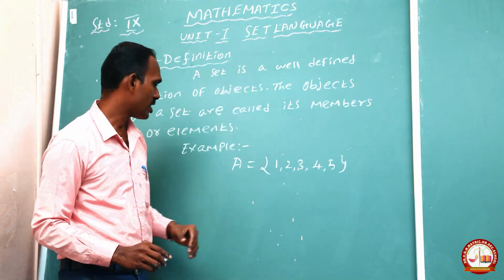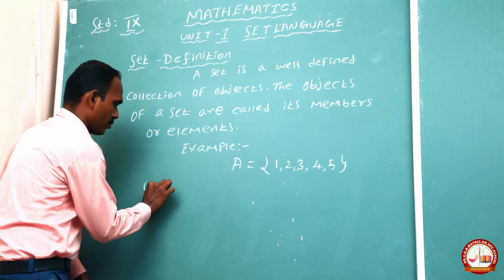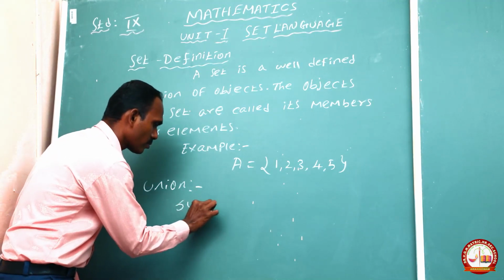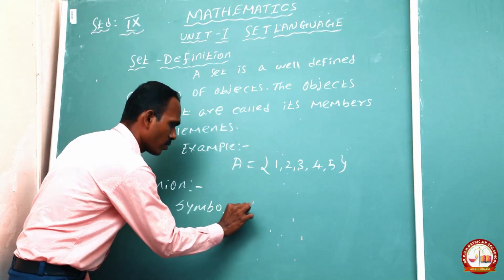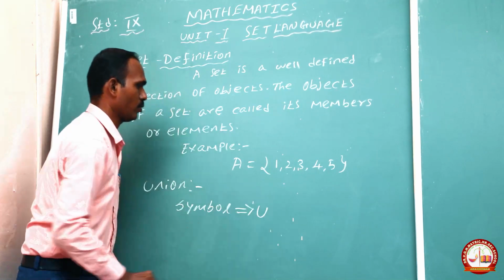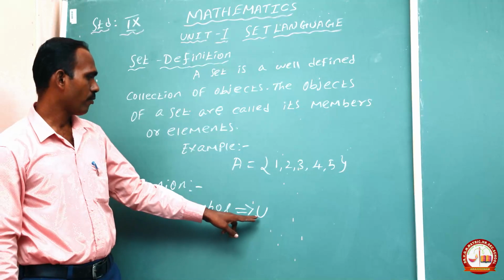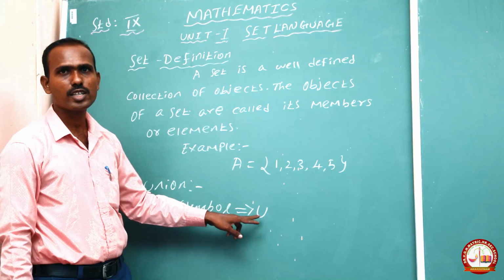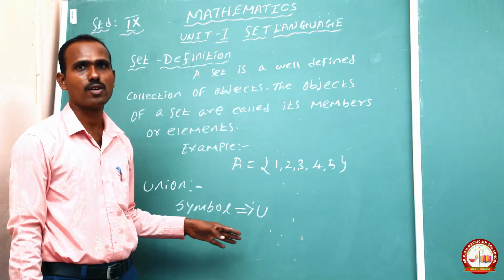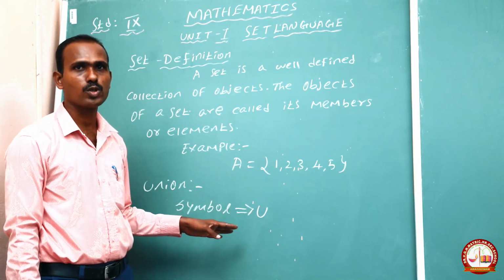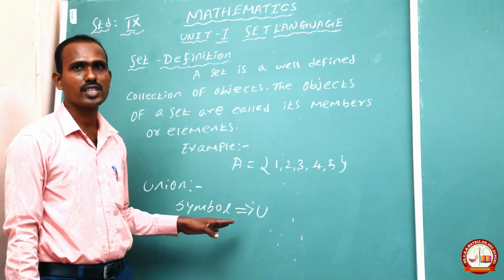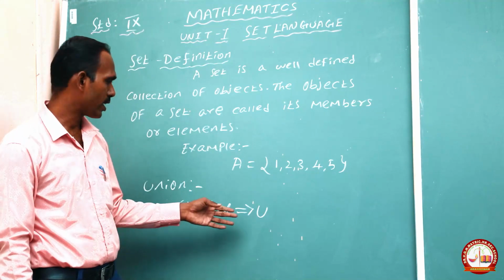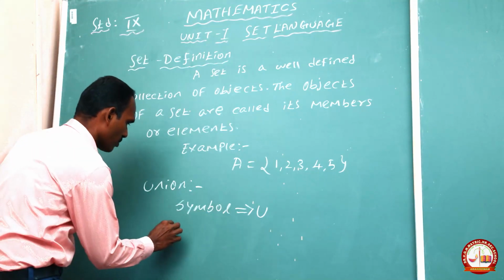Okay. Next we see the union symbol. In set language, we put it like this. This we call the union. Okay. What is union? Union means we have to write all the elements in both sets, but with only one condition: don't write the repeated elements. Okay. We see one example for union.